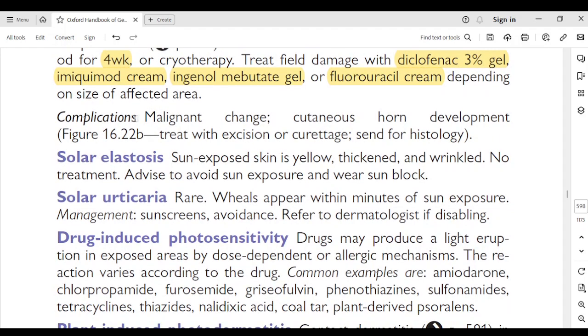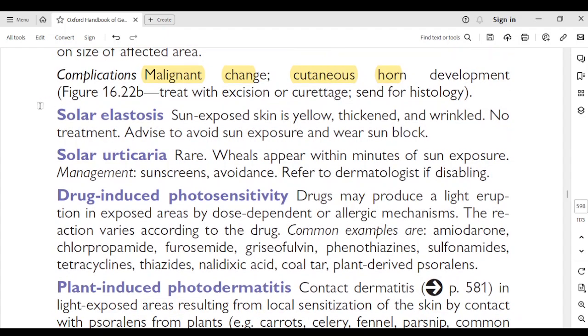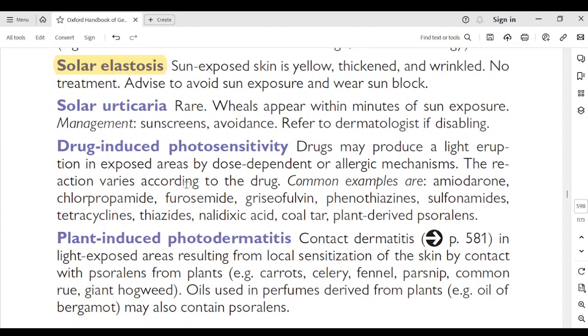Complications of actinic keratosis: it can cause malignant change or cutaneous horn development. Treat with excision or curettage, sent for histology. Solar elastosis: sun-exposed skin is yellow, thickened and wrinkled. No treatment; advised to avoid sun exposure and wear a sunblock.